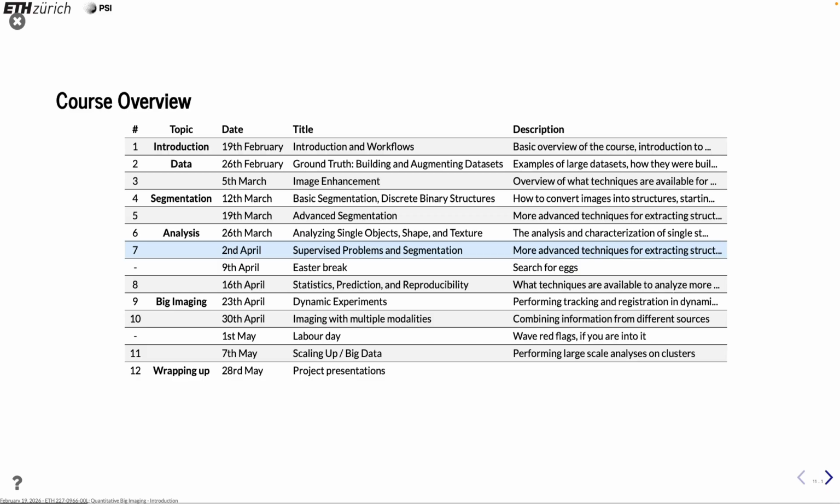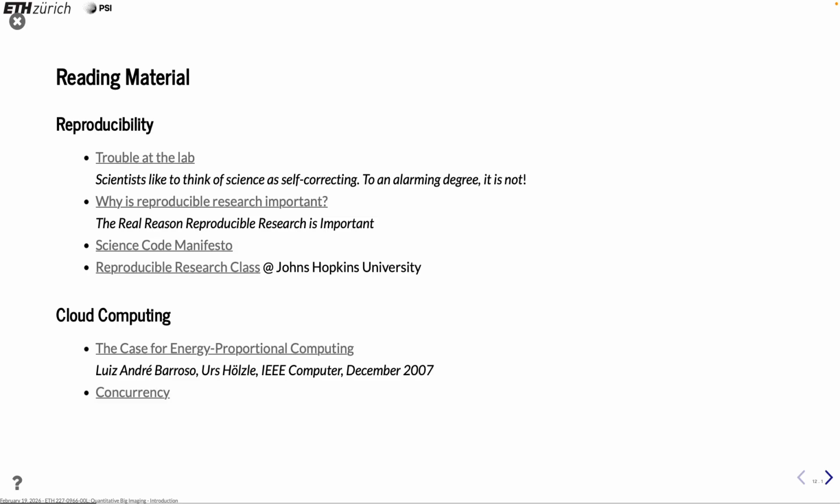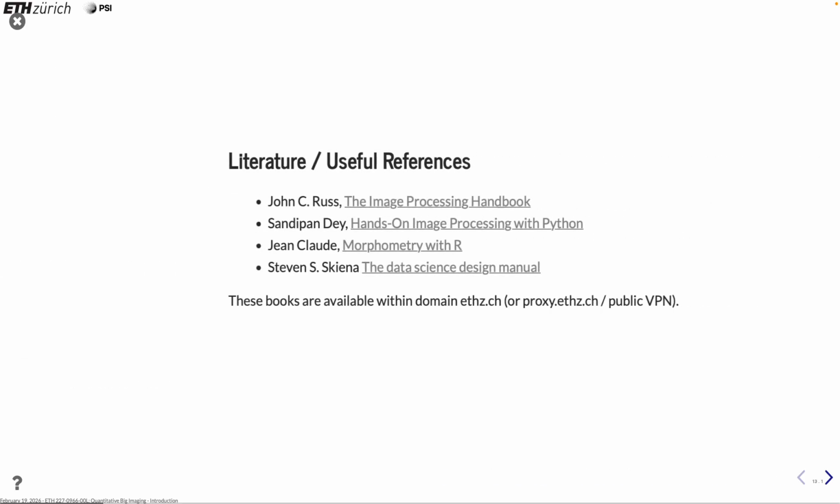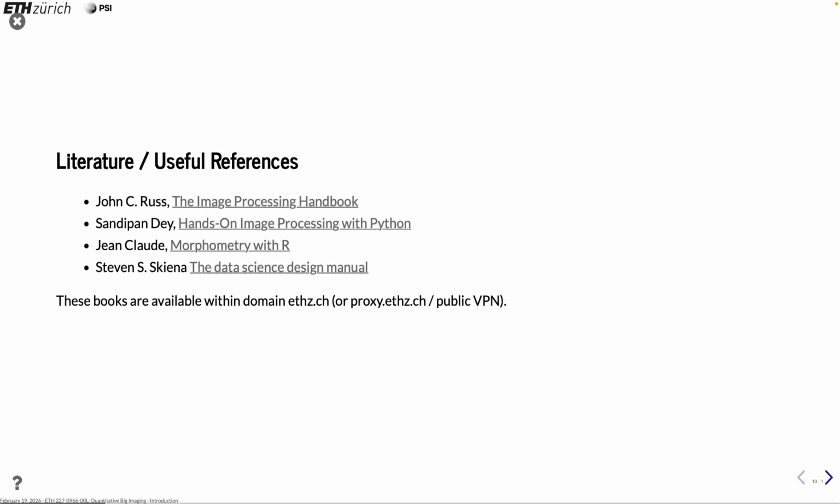And then come two more applied fields, which is dynamic experiments. So we start having sequences of images, and then at the end of April, there is imaging with multiple modalities. Sometimes it's not sufficient to work with only one modality, say X-rays, but maybe you want to have information from a thermal camera at the same time, and how you can merge those two. And the last lecture is about computer engineering, how to work with large amounts of data.